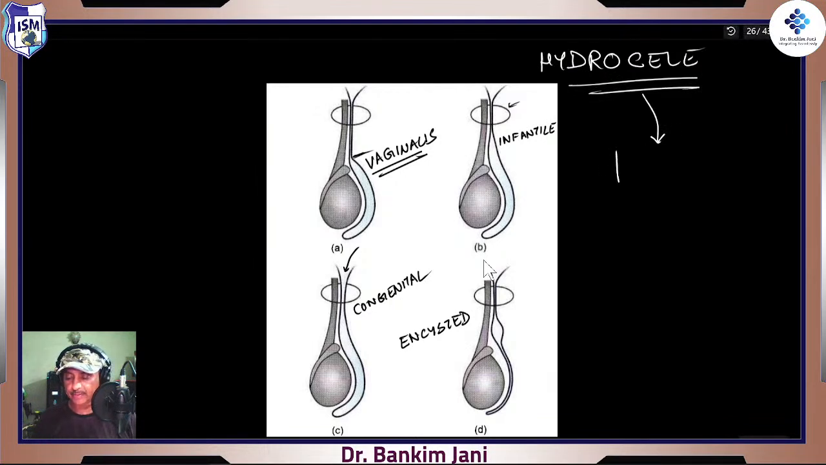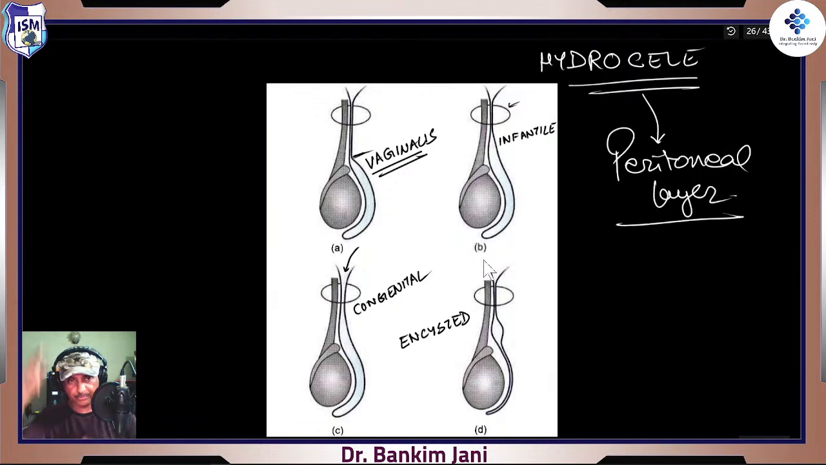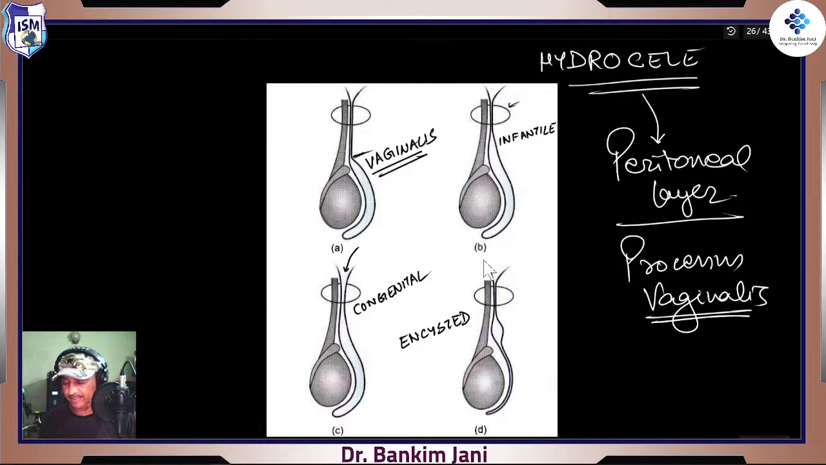That is where there is the peritoneal layer. The peritoneum, which we'll be studying, will be coming from the top, and in that there is the processus vaginalis. So it is the parietal layer and the visceral layer, that's where the fluid is collected.